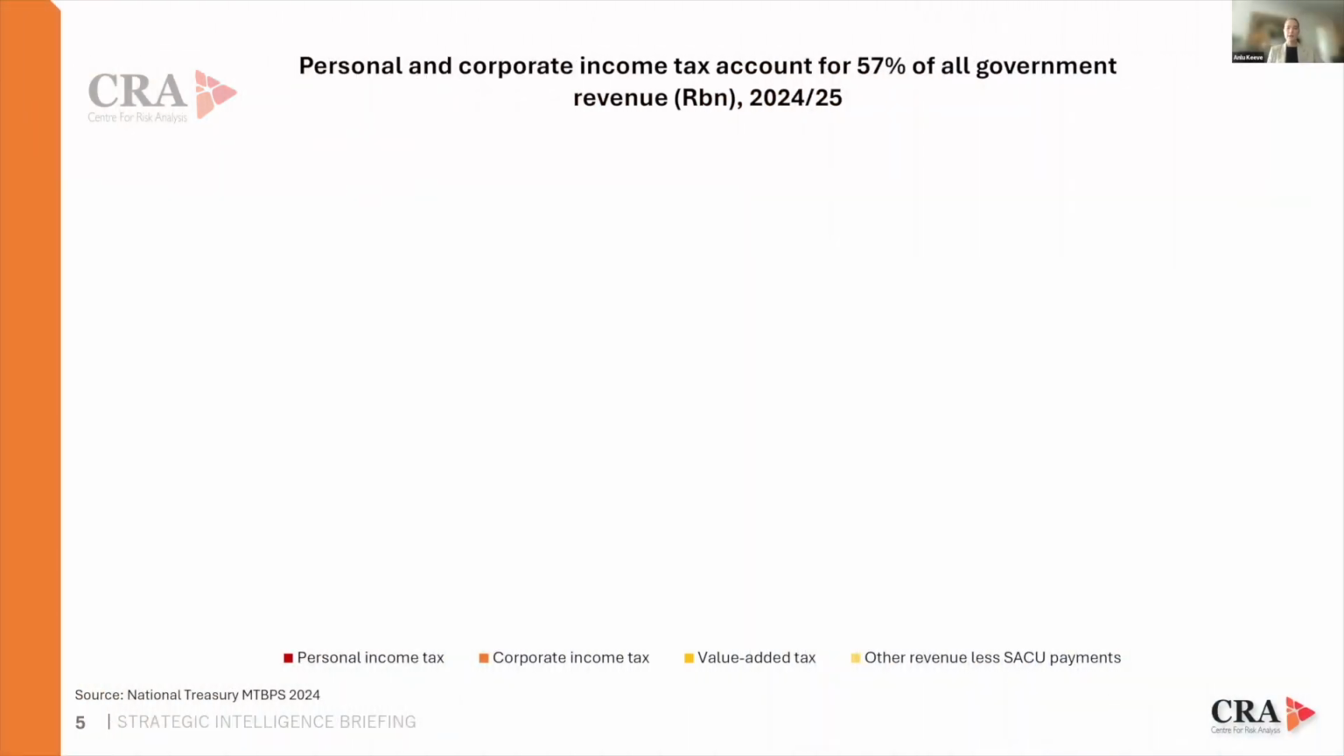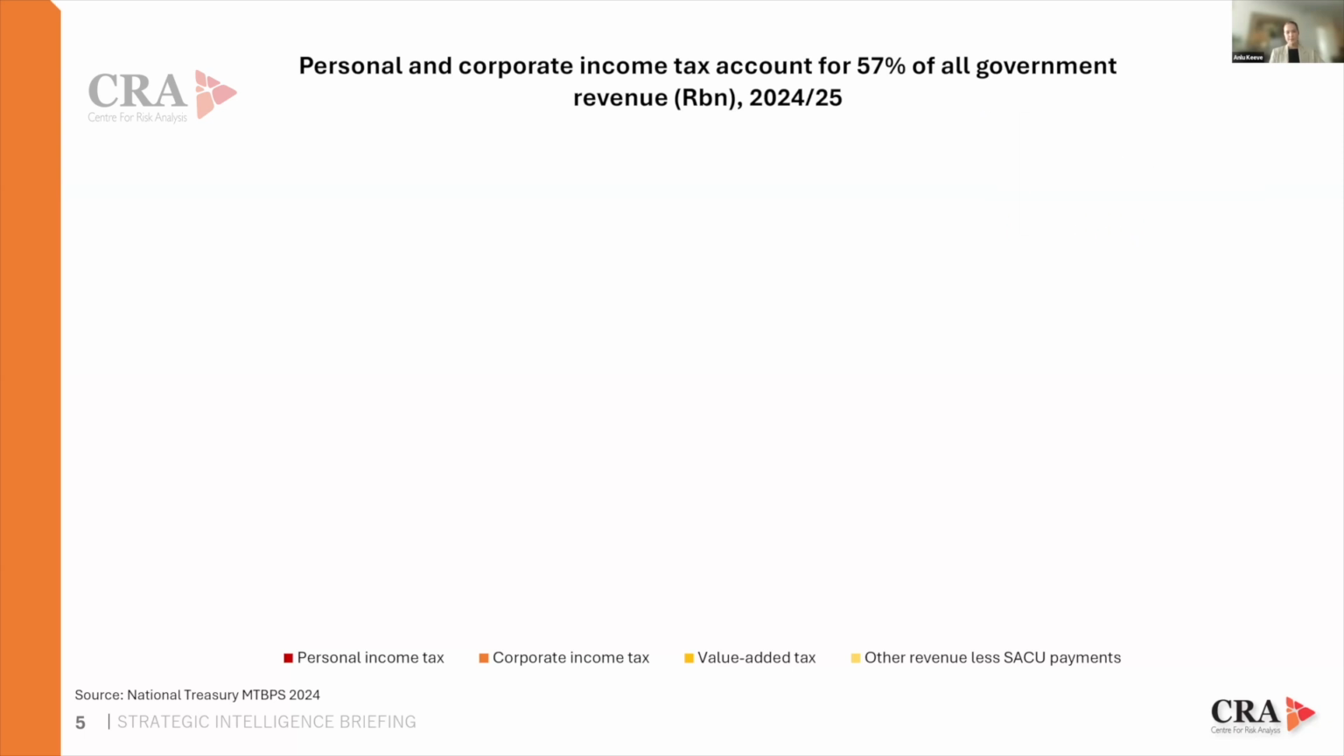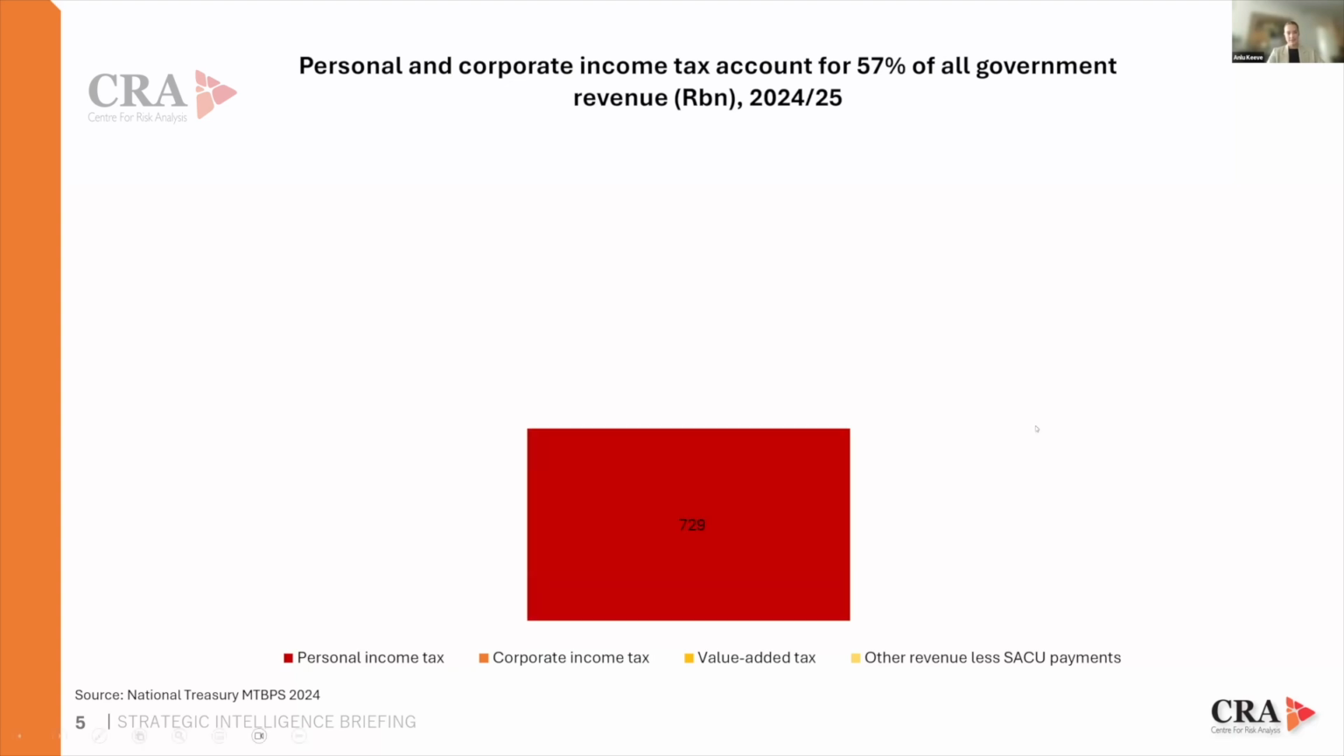So, important to mention, the MTBPS revised gross tax revenue down by 22.3 billion rand to just over 1.8 trillion rand. The main reason for this, we can discuss a little bit later again, is weaker than expected fuel levy and VAT collections. So we'll first have a look at the revenue composition. Where does the revenue for the government come from? And for this, we see the graph on the slide.